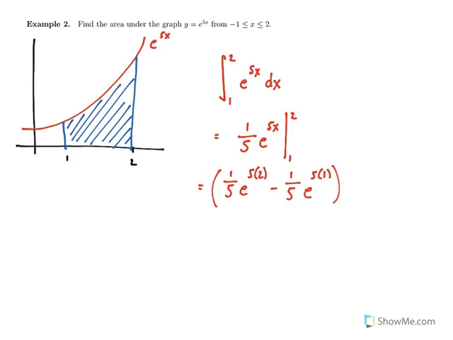And maybe we could simplify this being 1/5 e to the 10th minus 1/5 e to the 5. That is a number. It's giving us the area under the curve. So area is a definite integral. We can find a definite integral by finding an antiderivative and then plugging in the bounds.